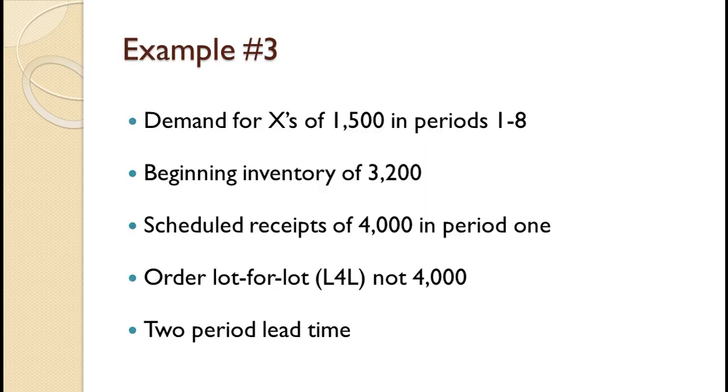In this third example for you to try, we will make a couple of modifications to the second example. First, we will change the order size from 4,000 to what is called lot for lot or L for L. Lot for lot means order exactly the quantity you need. Second, we will increase the lead time from 1 period to 2 periods. Otherwise, the problem will be the same.